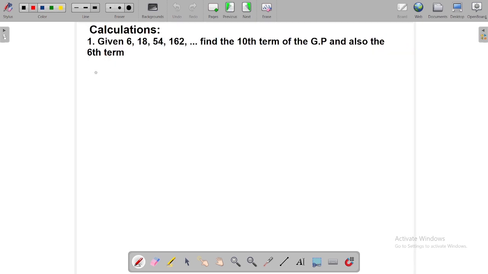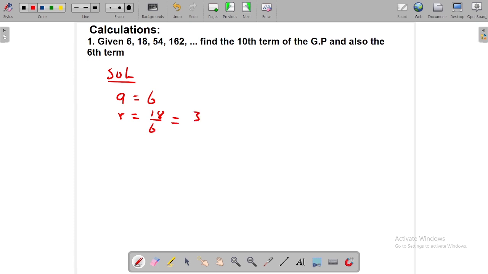Let's say we are given this calculation. Let's call it number 1. They said given 6, 18, 54, 162, and so on and so forth. Find the 10th term of the GP and also the 6th term. Now, solution. At least this will help us understand better. We all know from what they've given us, the first term is 6. Now what is the common ratio? You do it the way I taught you, 18 divided by 6. 3 is the common ratio.